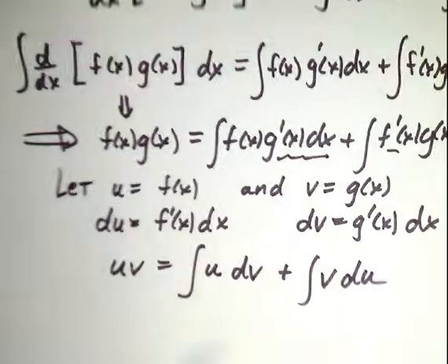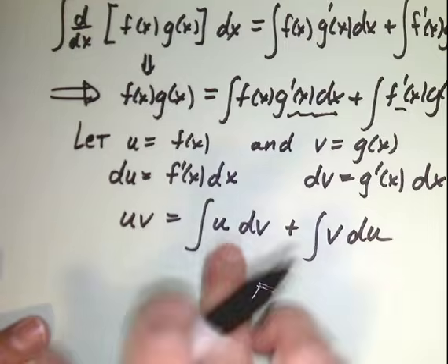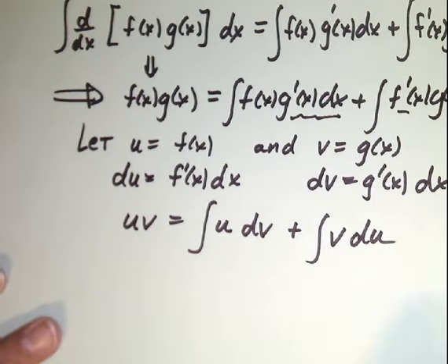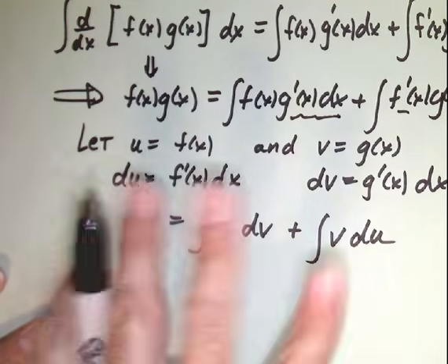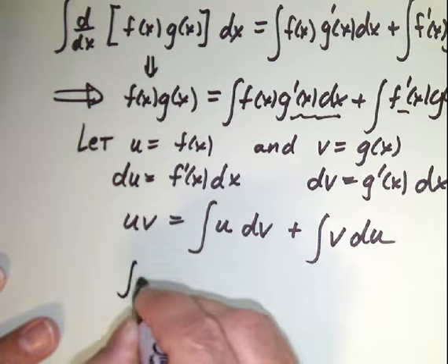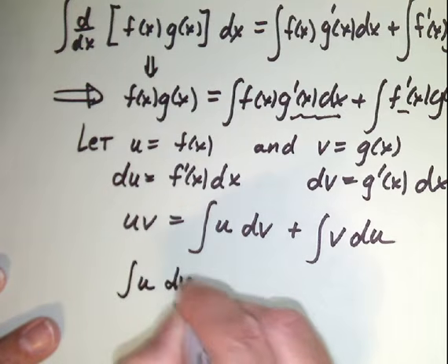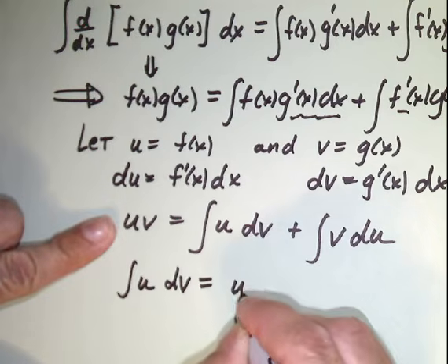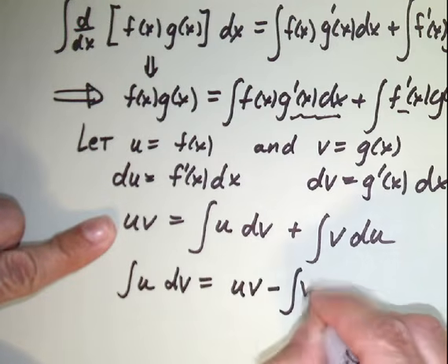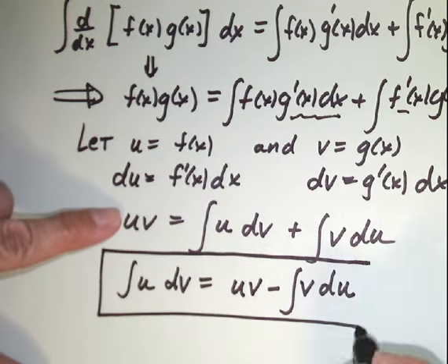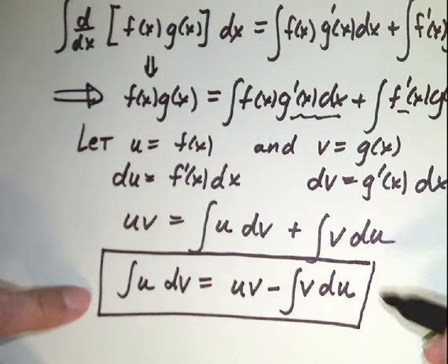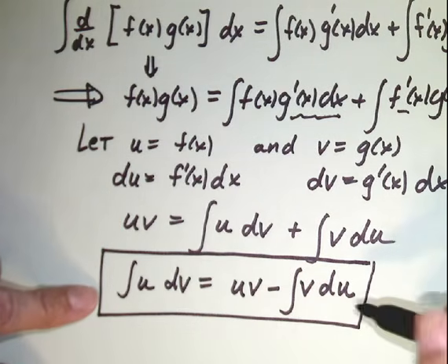Alright, now let's solve for one of those integrals, and it really doesn't matter which, but by standard, and what you'll likely see in your book, if I solve for this one, I'm going to move this one over here and write it reversed. I get the integral of u dv equals u times v minus the integral of v du.